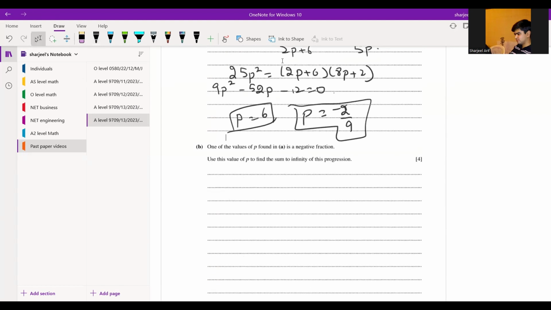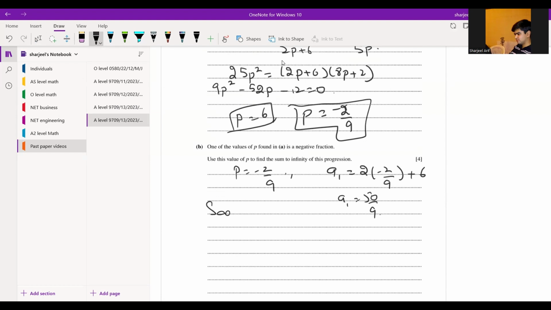For part B, we have one of the values of p found in part A is a negative fraction. So yes, we have p equal to minus 2 by 9. We have to use it to find the sum to infinity. So if p is minus 2 by 9, a1 will be 2 into minus 2 by 9 plus 6. This will be equal to 50 by 9.